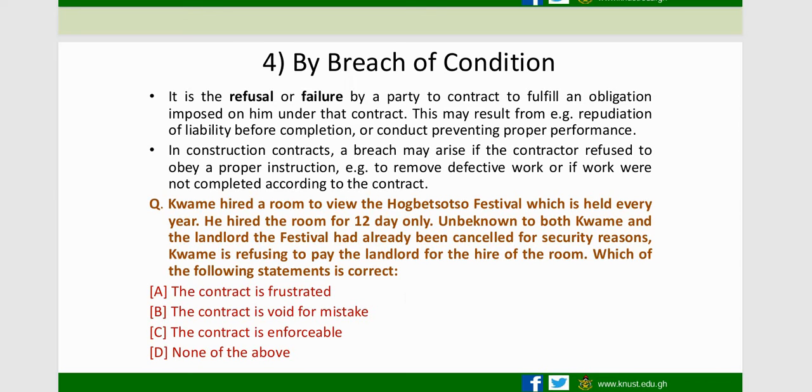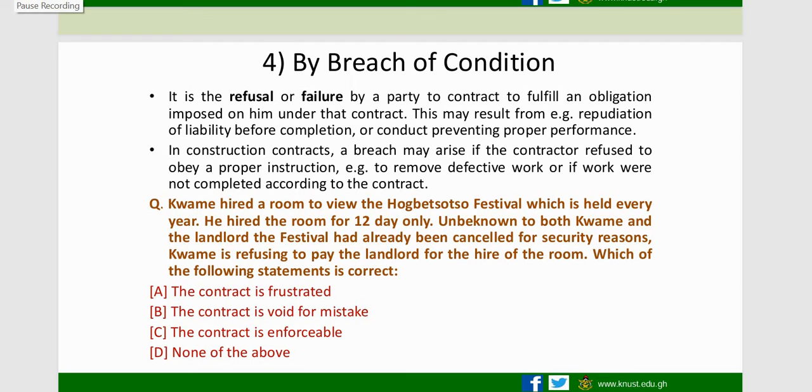Breach of contract is the refusal or failure by a party to a contract to fulfill an obligation imposed on him under the contract. This may result from repudiation, right? Repudiation is the same as rejection of liability before completion, or conduct preventing proper performance.